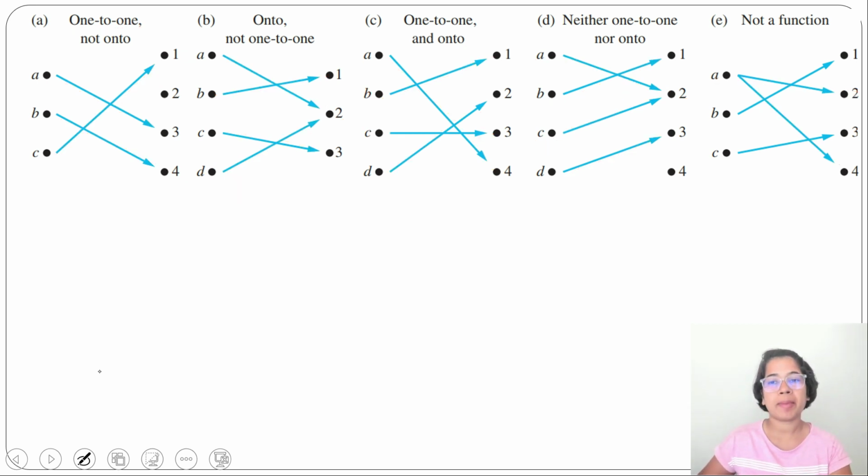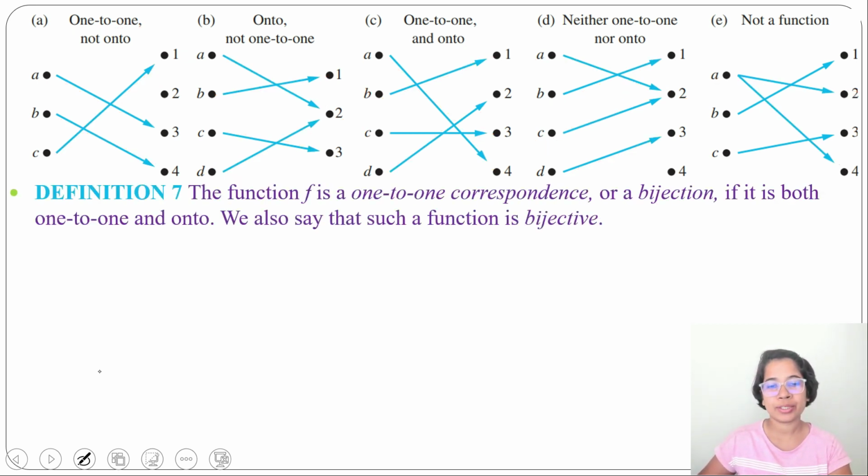Next I will discuss bijection. First, the definition of bijection: a function f is a one-to-one correspondence or a bijection if it is both one-to-one and onto. We will say that such a function is bijective. If it is both one-to-one and onto, then we can say it is a one-to-one correspondence or bijective.